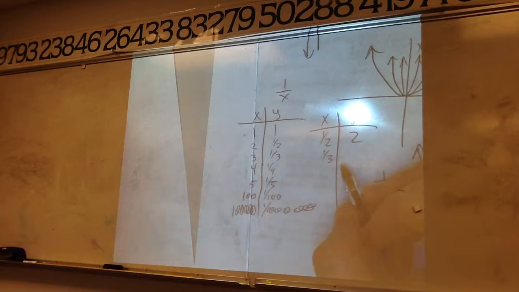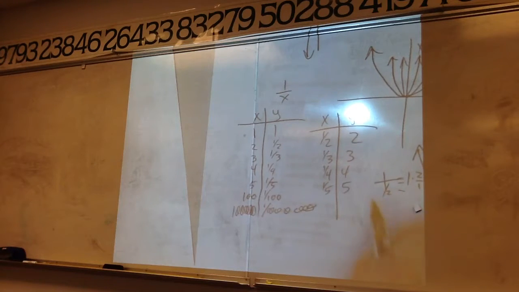1 divided by 1 third. I can't divide. Wait, it's 3. What about 1 fourth? 4. 1 fifth? 5. 1 hundredth? 100. 1 millionth? 1 million.